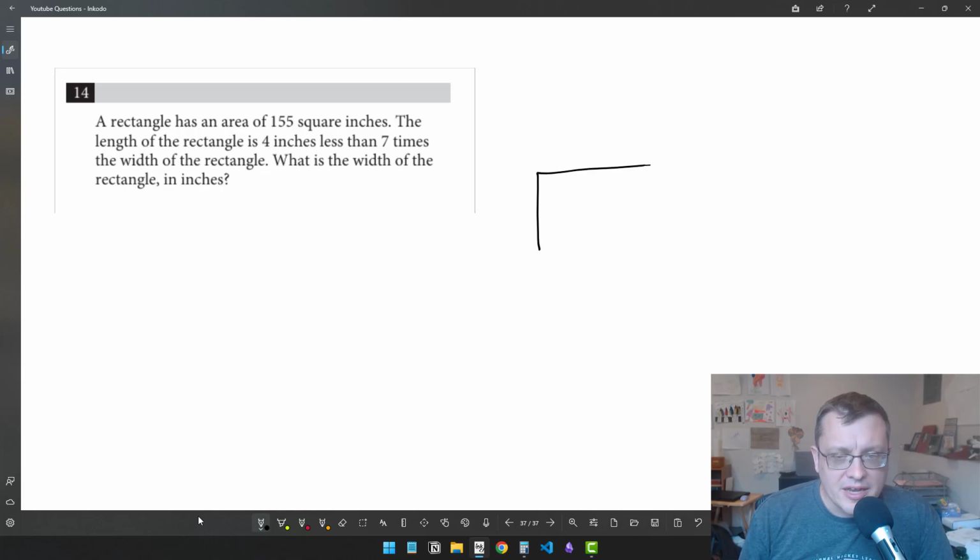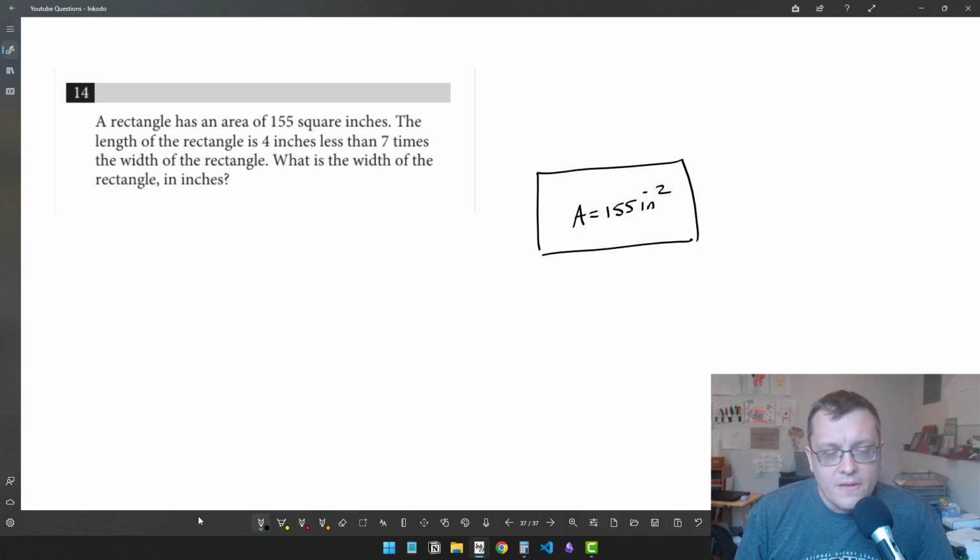Number 14, we have a rectangle with an area of 155 square inches. The length of the rectangle is 4 inches less than 7 times the width. What is the width? So let's define the width as W here. And then we're going to define the length in terms of the width, because it says the length is 4 inches less than 7 times the width.